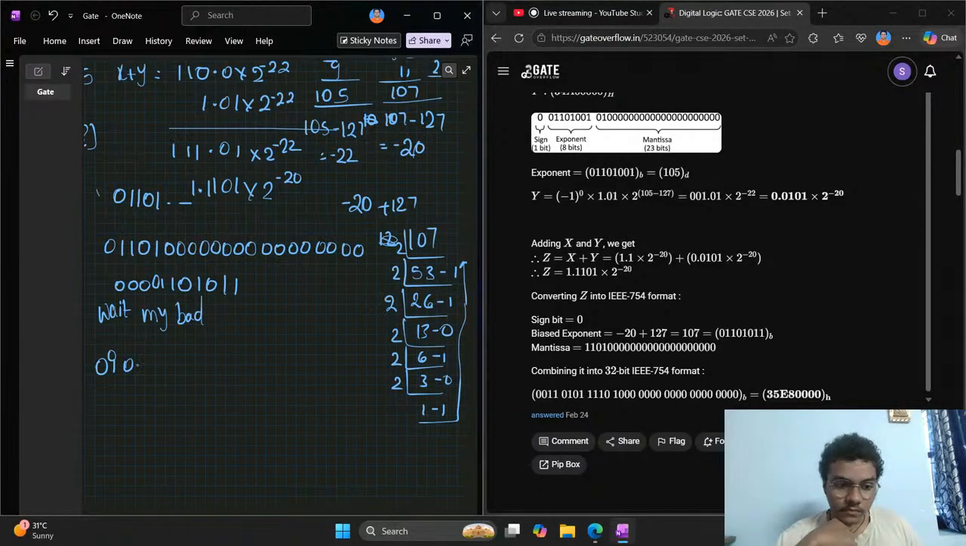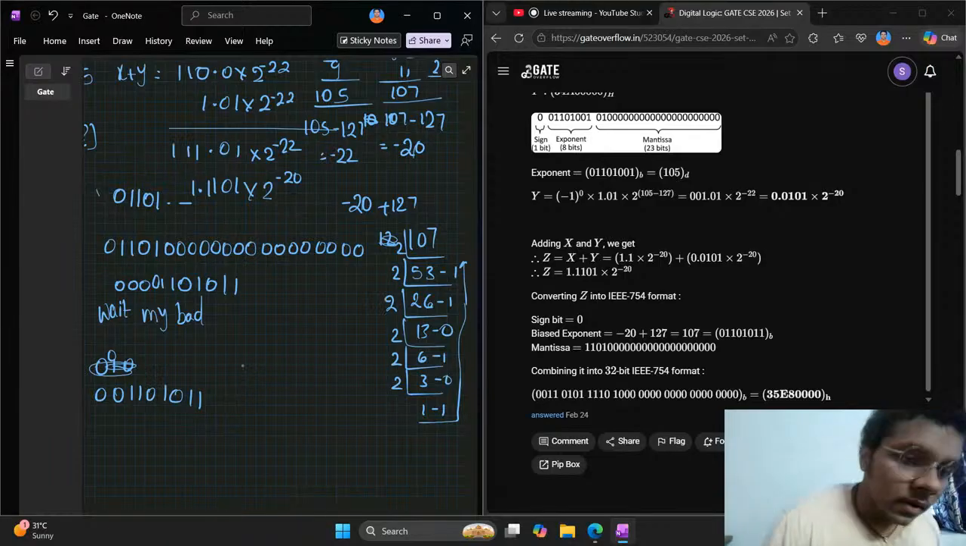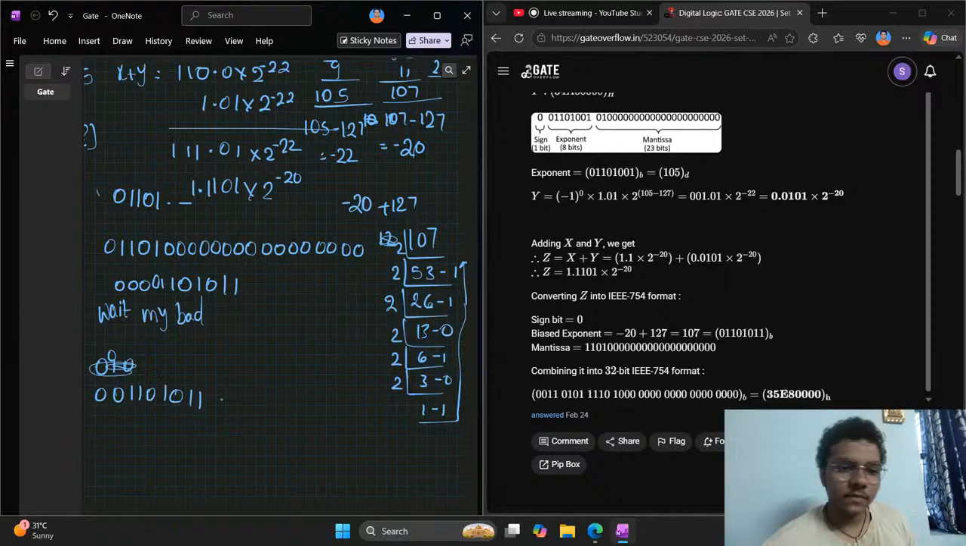This is a sign bit, and 0 1 1 0 1 0 1 1. This is the exponent, and there is a mantissa. And then you will have 1 1 1 0 1. Remaining, you will have all of this as padding.